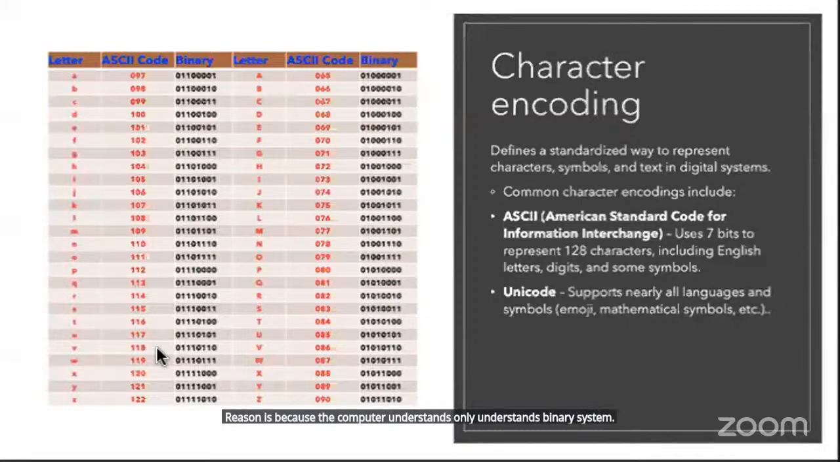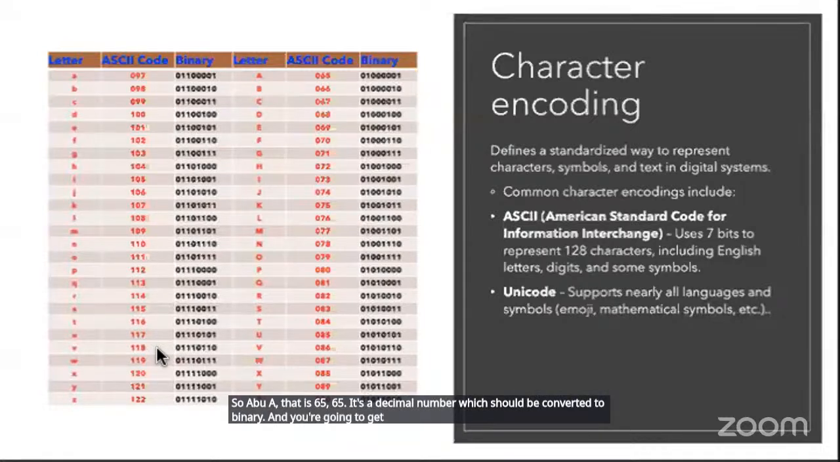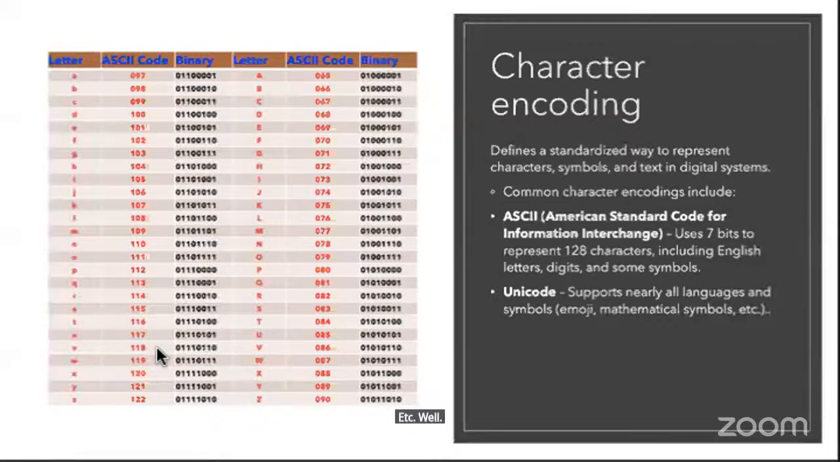So Abu, A, that is 65. 65 is a decimal number which should be converted to binary, and you're going to get stuff like 1, 0, 1, 1, 0, etc. So the binary equivalent of 65 on your screen, capital A, is 01000001. Small b is 01100010, etc. So you can imagine Abu combining those three binary numbers, and that will be the person's name.